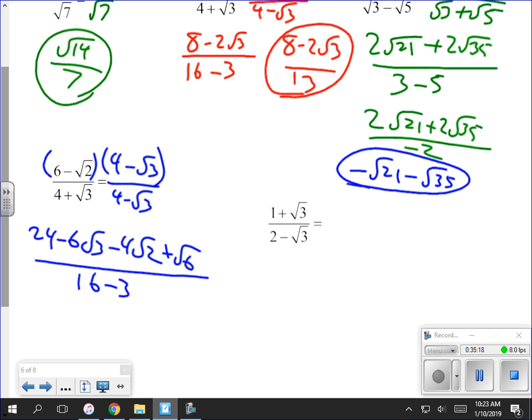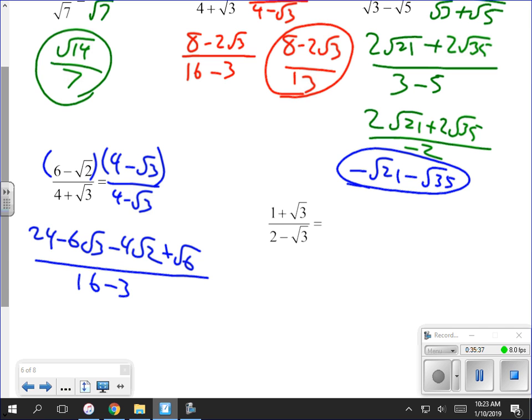So, can I do anything to my numerator? Root 3, can't simplify that. Root 2, can't simplify that. Root 6, can't simplify that. My numerator is done. I can't do anything to my numerator. There's no simplifying there. My denominator, I can.